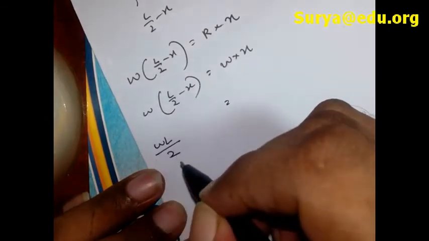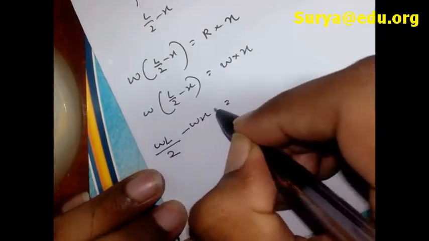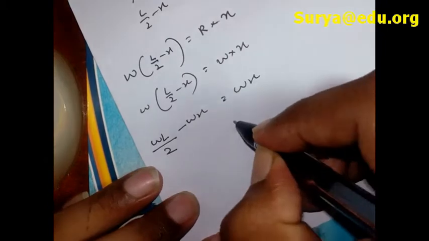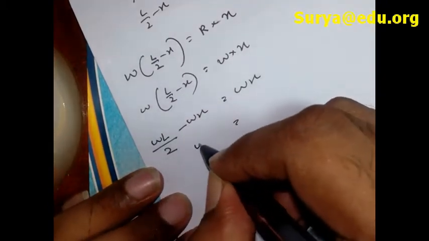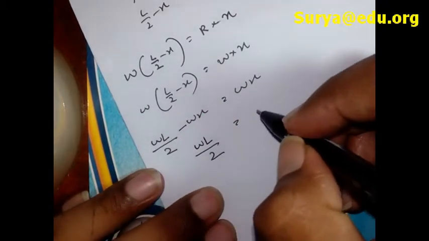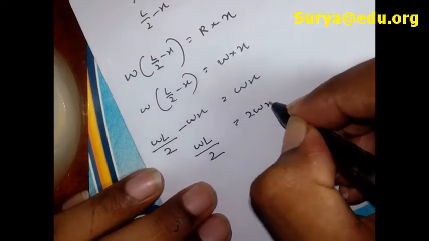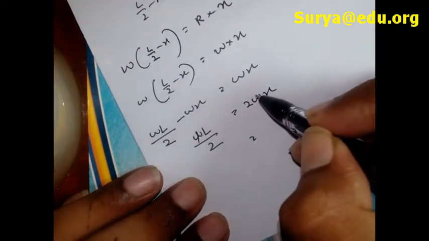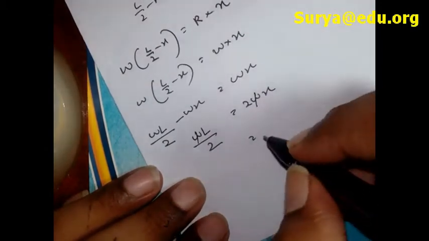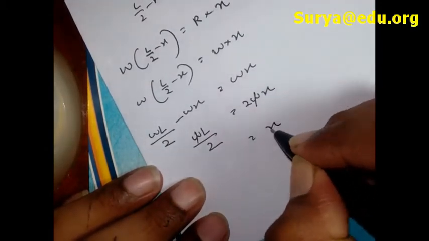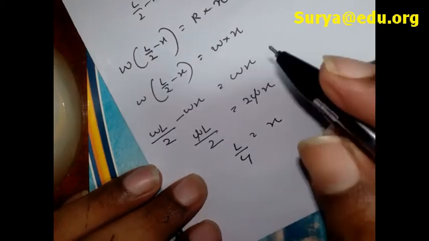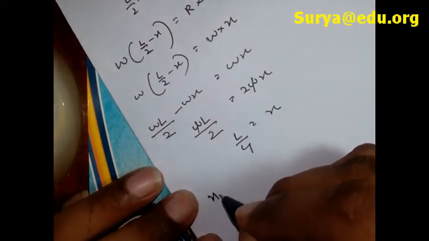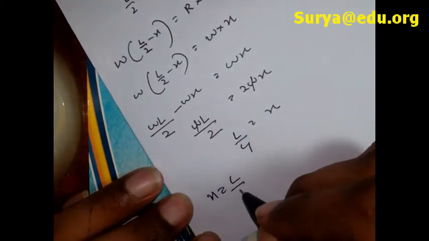WL by 2 minus WX and WX. So you can take this to the other side. WL by 2 is equal to 2WX, right? So W is actually getting cancelled. So x is equal to L by 4, right? So that means this x length is equal to L by 4.